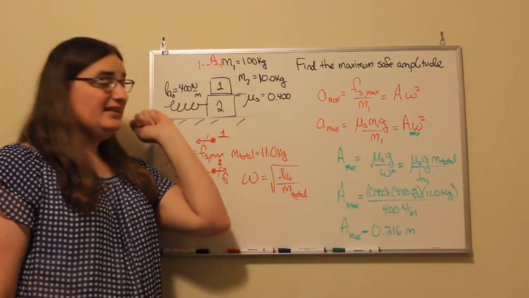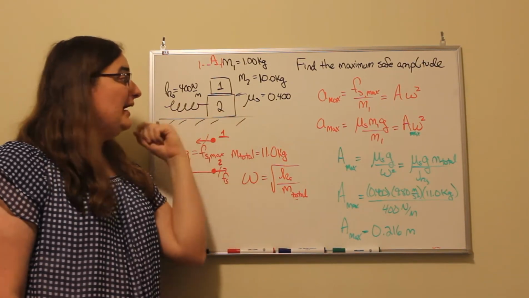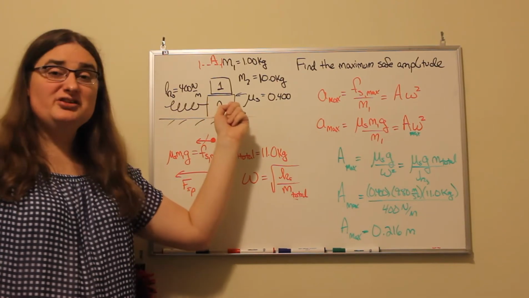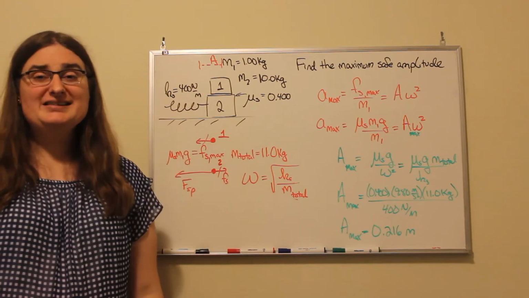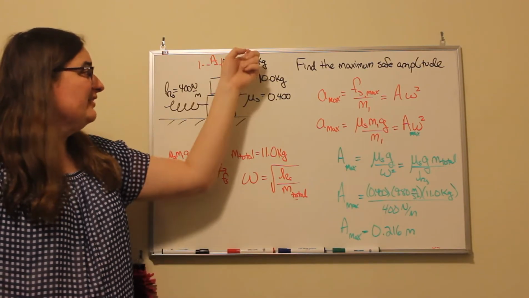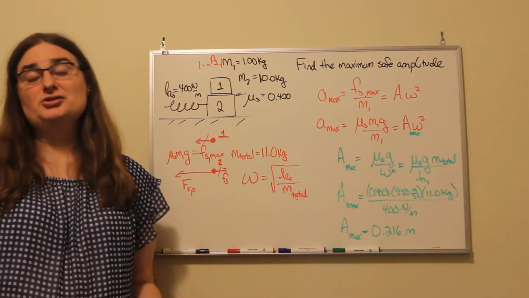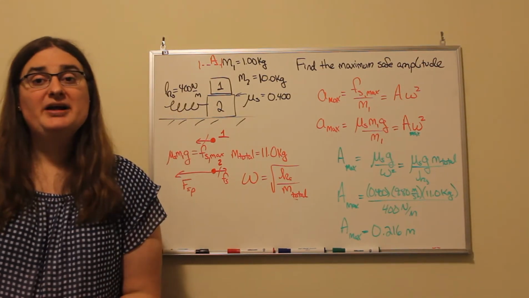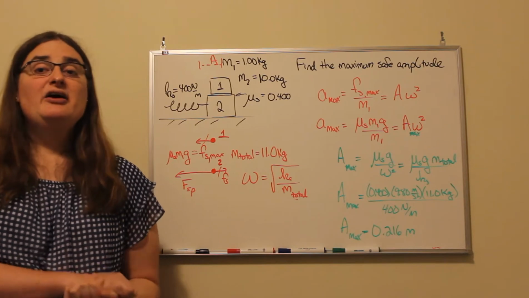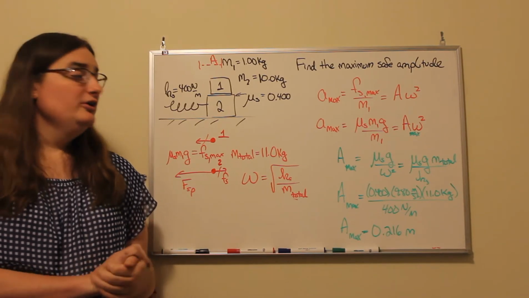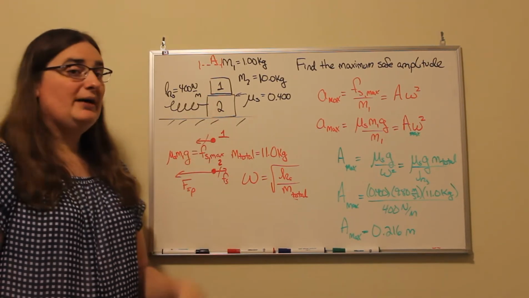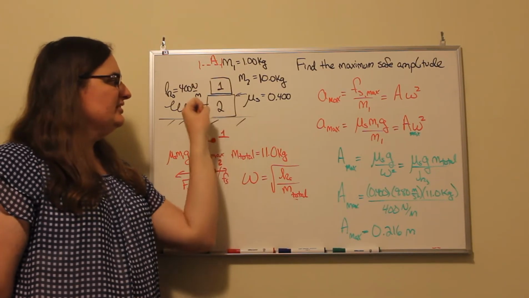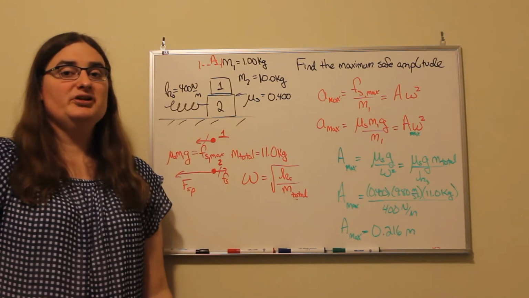The top mass has a mass of 1 kilogram. The bottom mass has a mass of 10 kilograms. And as long as our spring is hooked up to the bottom mass, it turns out it doesn't matter which one is which. We'll see that in just a little bit. Our spring has a spring constant, or spring rate, of 400 newtons per meter. So as long as those two objects stay stuck together, we could treat it like it was a single mass hooked up on a spring.